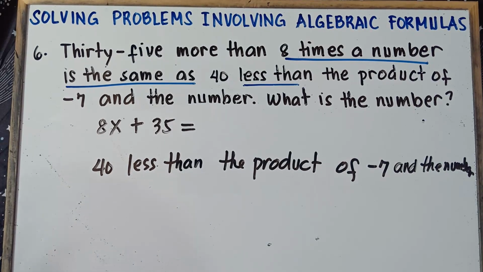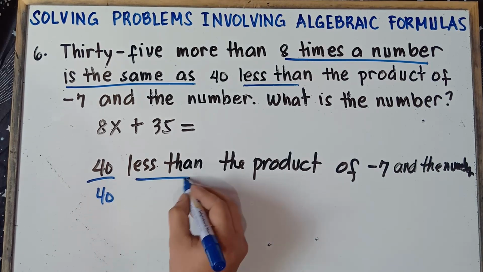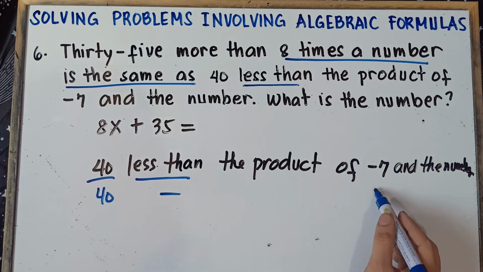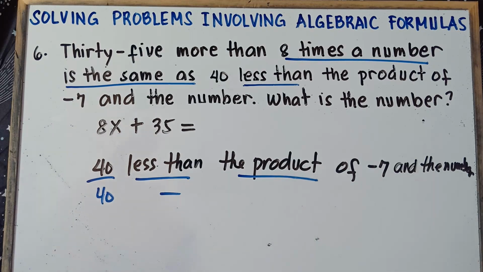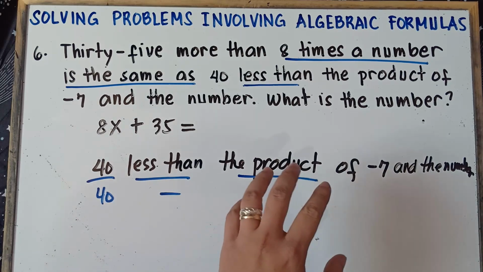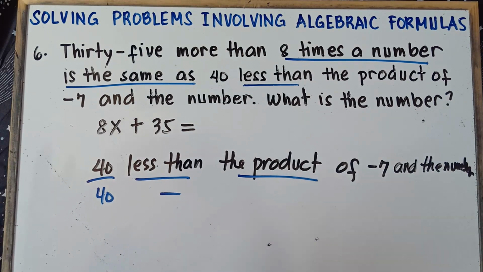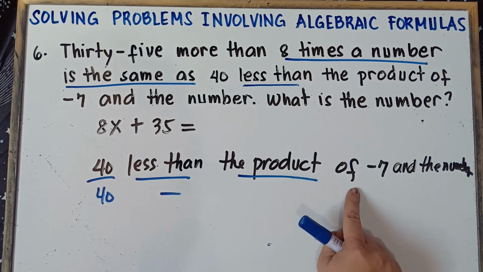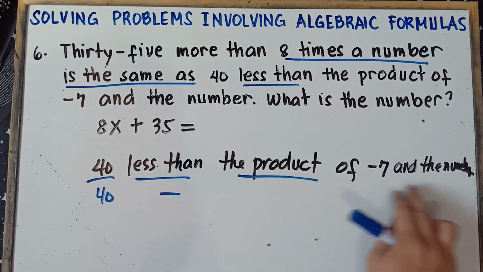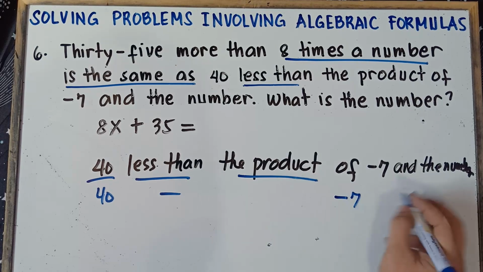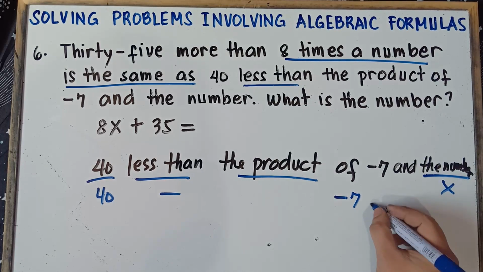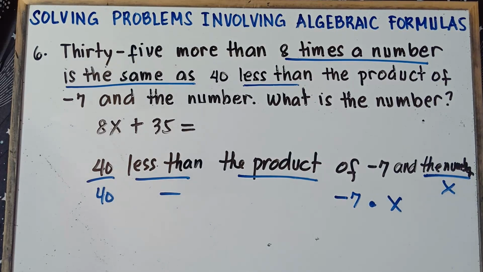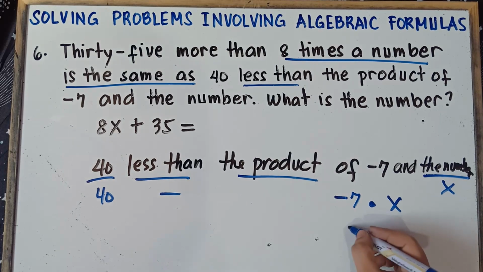Alright, so 40, of course, this will be 40. Number 40, less than, minus sign. The product of negative 7 and the number. So if you have this word product, it means you are multiplying. The product of is the answer if you multiply numbers or equations. Therefore, we are multiplying negative 7 and the number, that would be x. So negative 7 times x. What's the answer, class? Negative 7 times x, of course, that would be negative 7x.